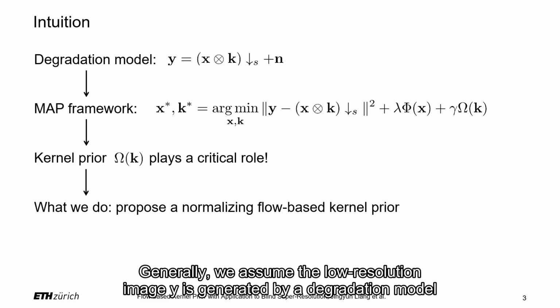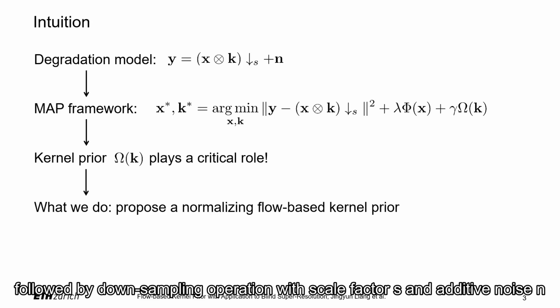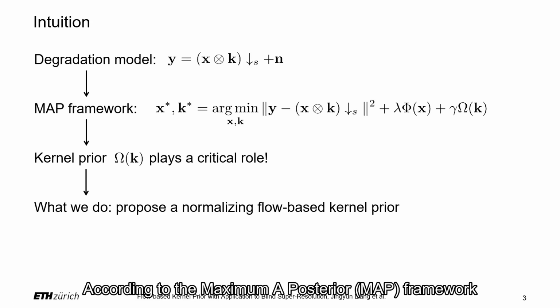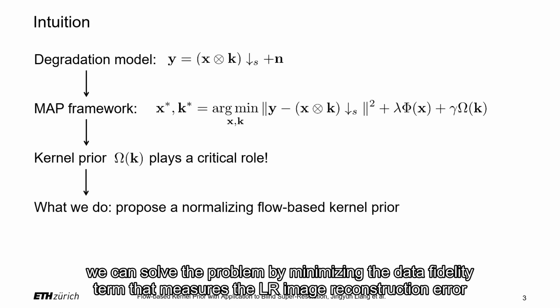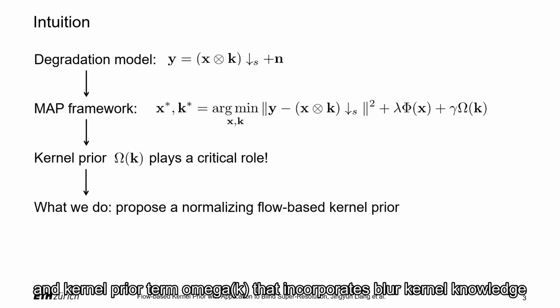Generally, we assume the low-resolution image Y is generated by a degradation model, a composition of a blurring operation between the high-resolution image X and the blur kernel K, followed by a downsampling operation with scale factor S and additive noise M. According to the maximum a posteriori framework, we can solve the problem by minimizing the data fidelity term that measures the low-resolution image reconstruction error, plus the image prior term Θ(x) that incorporates natural image statistics, and the kernel prior term Ω(k) that incorporates blur kernel knowledge.